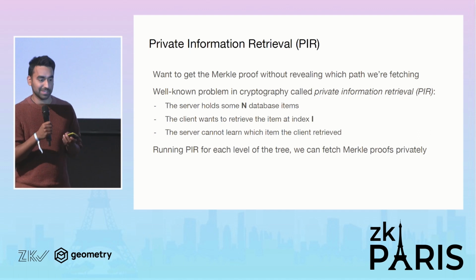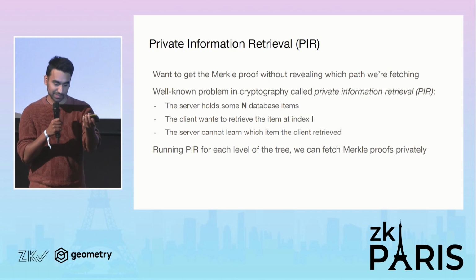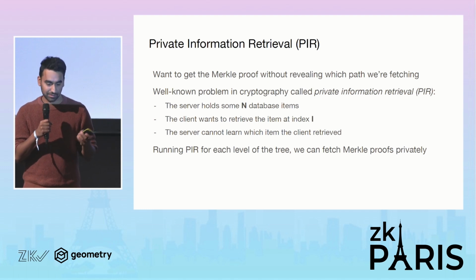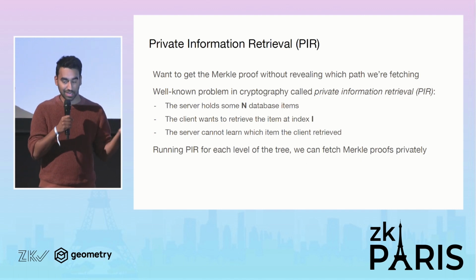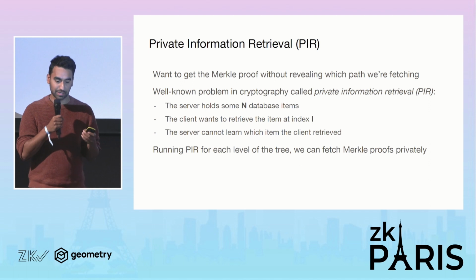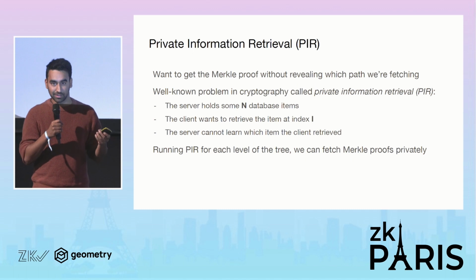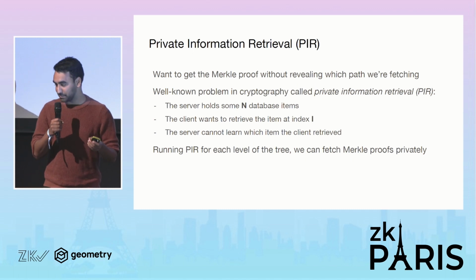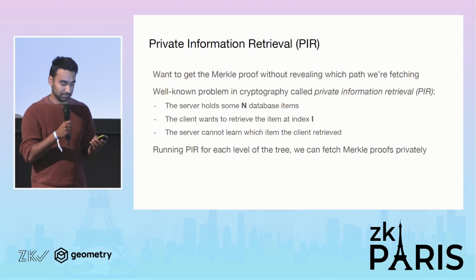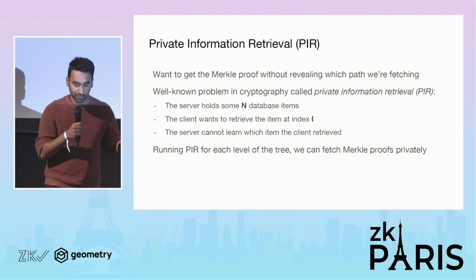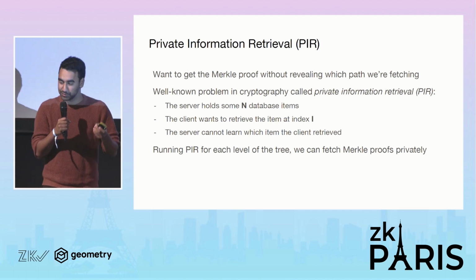So the problem is basically you have a database with n items. The client wants to get an item at a specific index, and the server should not learn which item the client gets. And the naive solution to PIR is always to just download the entire database. The premise of PIR as a cryptographic problem is, OK, can you do better than downloading the entire database? And we actually can do better. We can do a lot better. We can actually do optimally. We can upload log n data, and we can download constant data. So we have solutions for PIR.